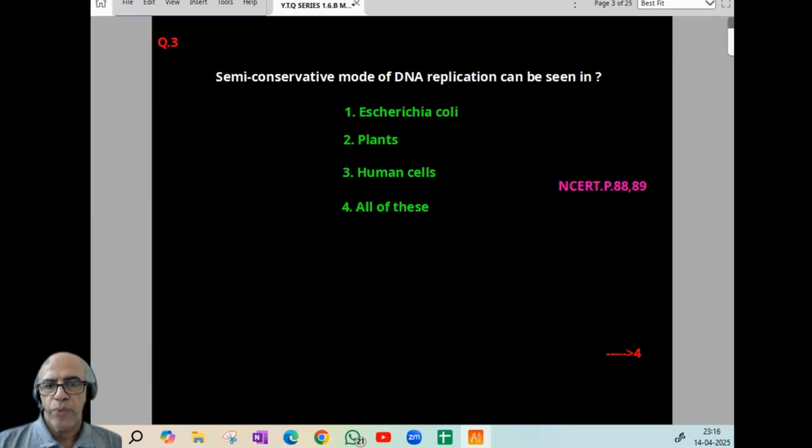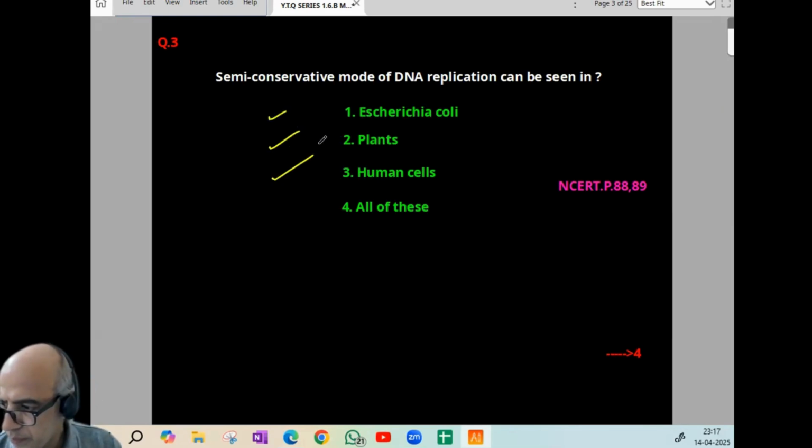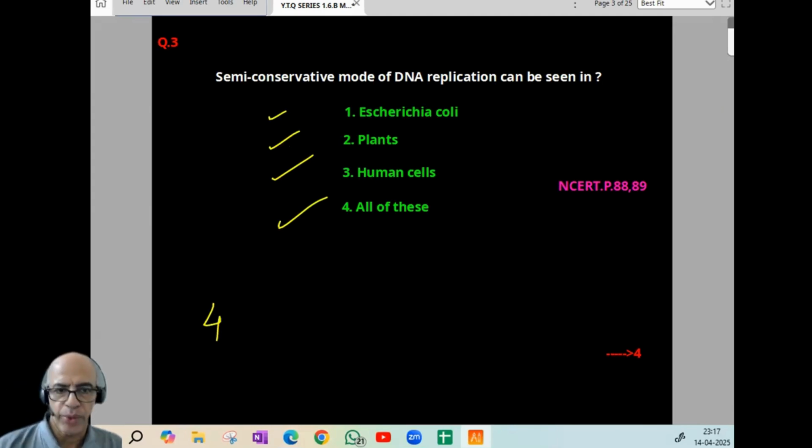Semi-conservative mode of replication can be seen in which? It is seen in Escherichia coli, plants, and human cells. So all are possible, so the option is 4. All the NCERT page numbers are given, so this will be easy for you to locate. Now coming to the fourth question.